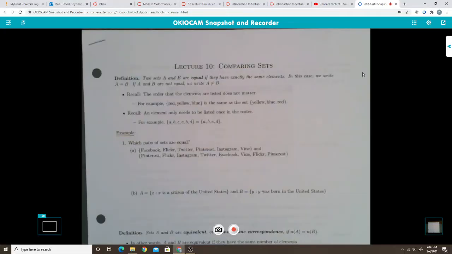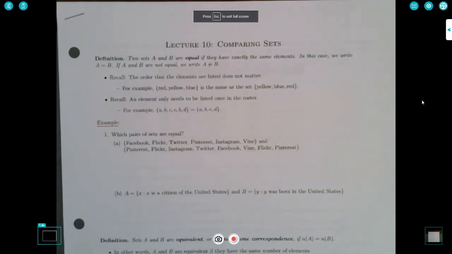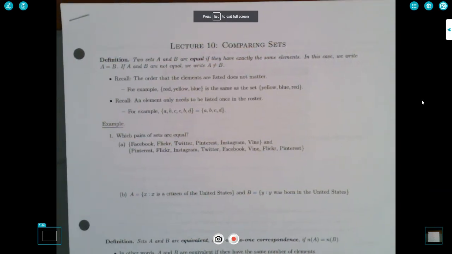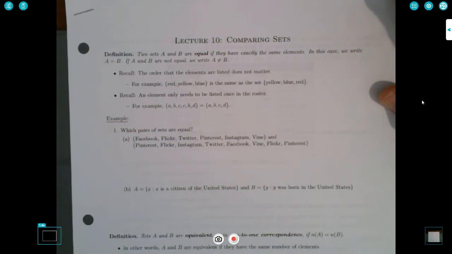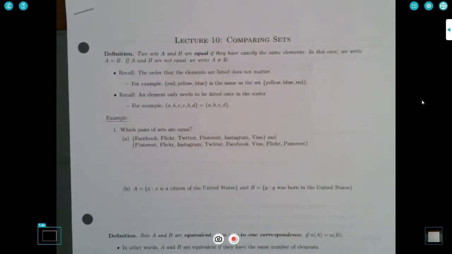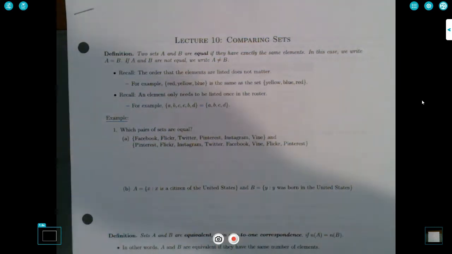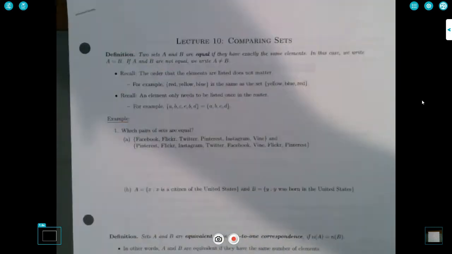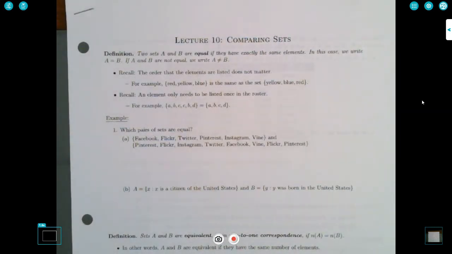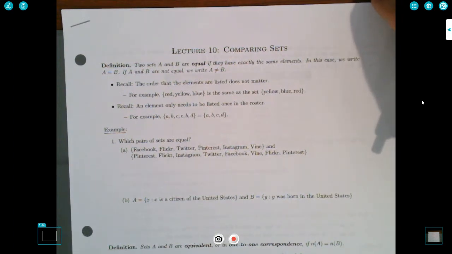All right, let's talk about how to compare sets. If you haven't watched Lecture 9 yet, you need to go back and watch Lecture 9 before you watch this one. In Lecture 9, we talked all about sets, roster notation, set builder notation, all of that stuff. In this lecture, we're going to talk about how to compare sets. And obviously, you're not going to be able to do that if you don't understand sets in the first place, right? So make sure you watch Lecture 9 if you haven't yet. But let's talk about comparing sets.